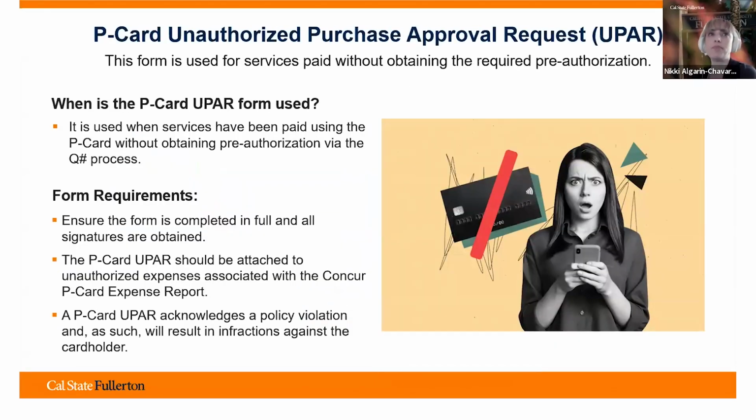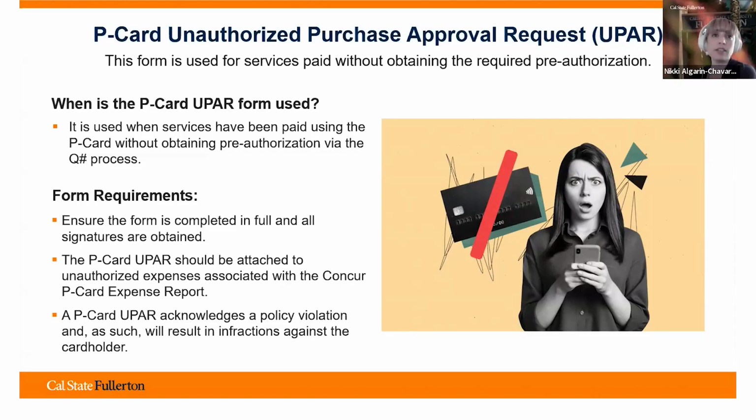All right, the P-card unauthorized purchase approval request, also known as the UPAR. This form is used for services paid without obtaining the required pre-authorization. When is the P-card UPAR form used? It's used when services have been paid using the P-card without pre-authorization via the queue number process.